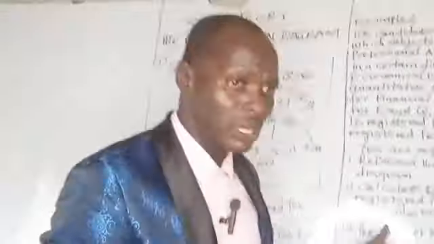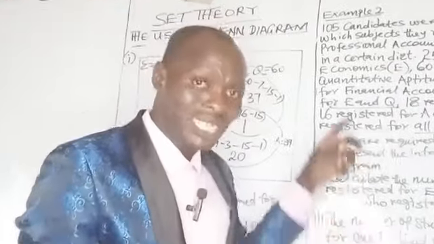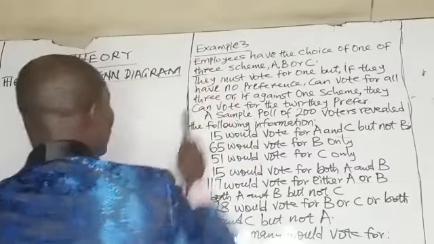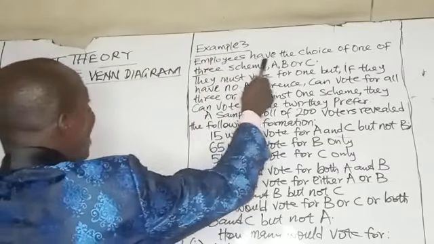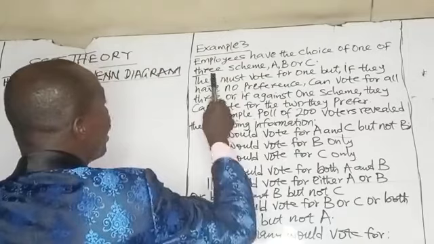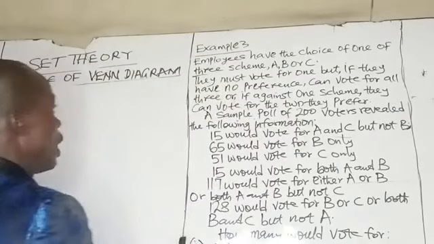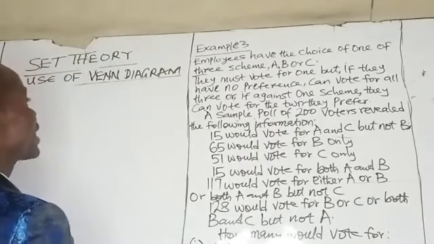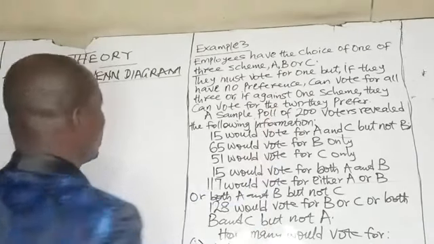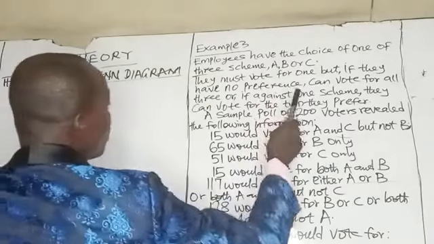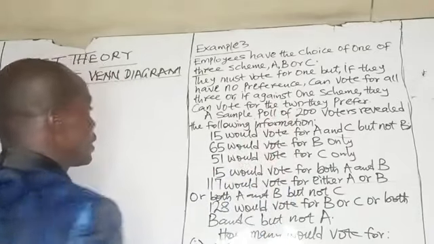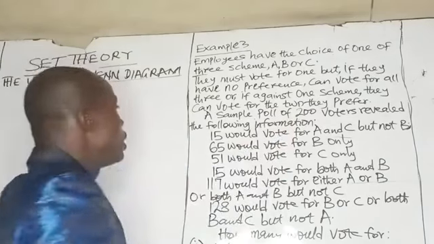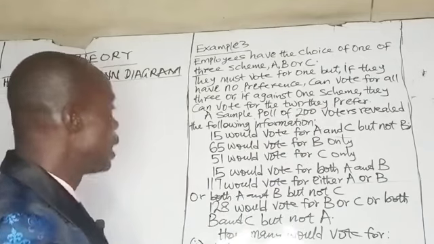Now, let's take another more work example. Please keep watching. We also get further information from the third example. Example 3. Employees have the choice of one of three schemes, A, B, or C. They must vote for one, but if they have no preference, they can vote for all three, or if against one scheme, they can vote for the two they prefer.